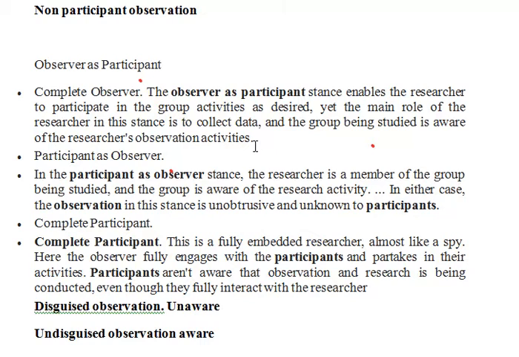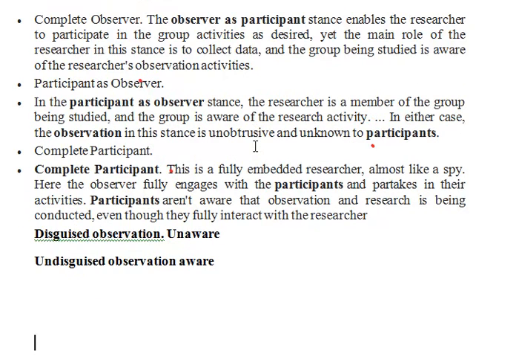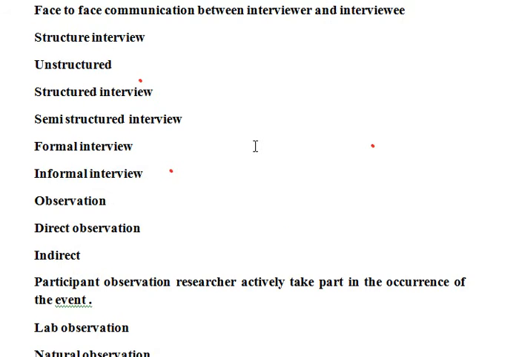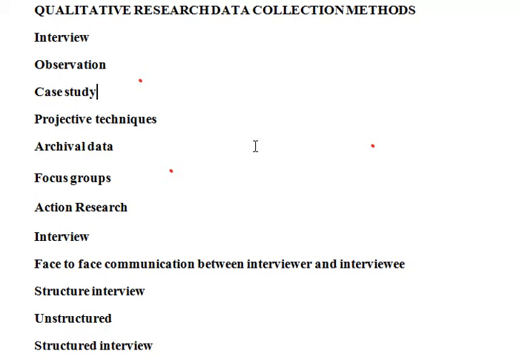Disguised observation means the participants are unaware of the observation activities, while undisguised observation is the type of observation in which participants are aware that they are being observed by an observer. This is a type of observation which we can use in participant, natural, and lab observation.